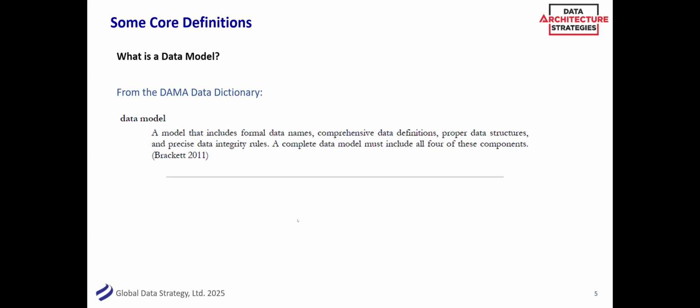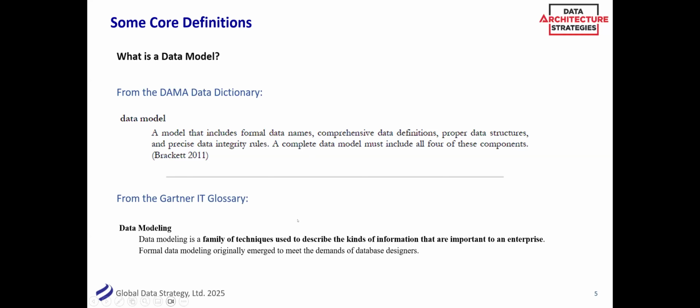And I'm always a fan of using DAMA where I can. I'm also a fan, you've heard me on these webinars talk about the Gartner IT glossary, and I like their clarification as well. Data modeling is a family of techniques used to describe kinds of information that are important to an enterprise. And I think they're doing a nod to a lot of what we'll talk about in this webinar, is that formal data modeling originally emerged to meet the demands of a database designer. And often that was a relational model, right? I'm going to create a table. What structure do I make the table, right? It's not only that anymore.